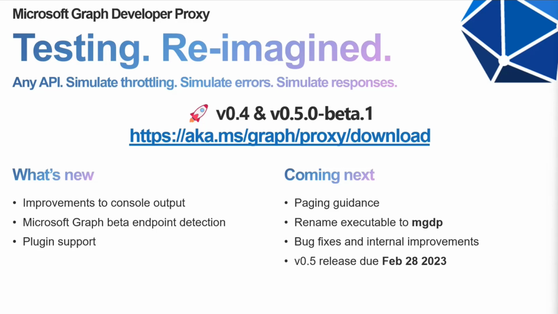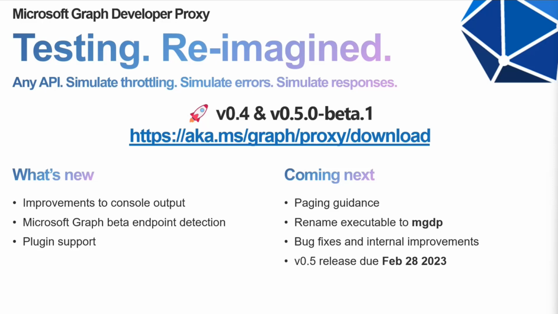So in version 4, which is our latest release, we've made updates to the console output. So we've made that a lot nicer to read. We've added guidance for Microsoft Graph beta endpoint detection. So if you're using beta endpoints in your app, we will show you guidance as to why you probably shouldn't be doing that. And we've also added functionality so that you can go and build your own plugins, add in your own behaviors for your own APIs as well to the proxy.